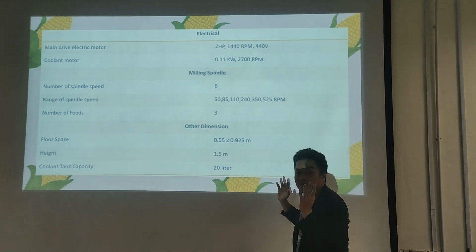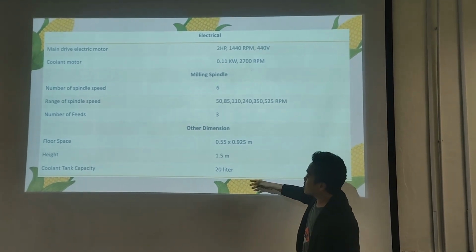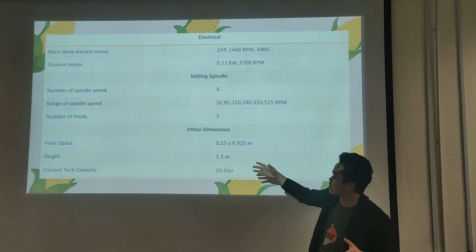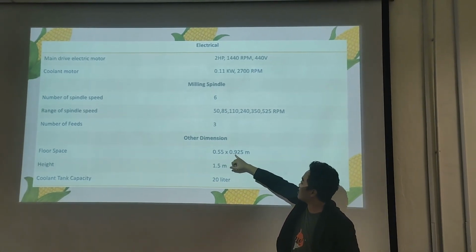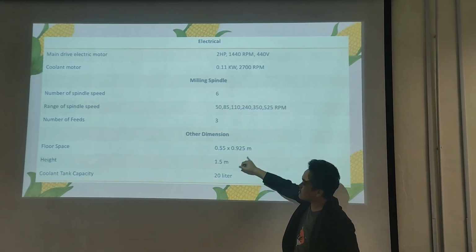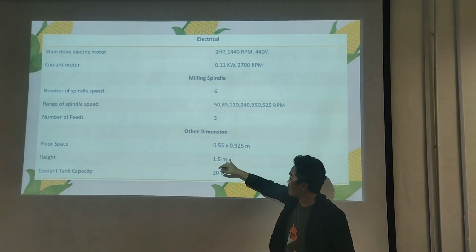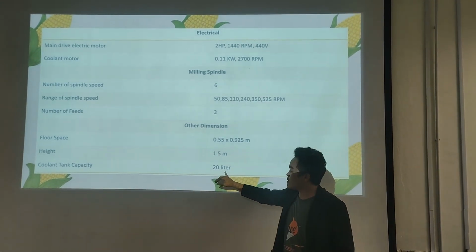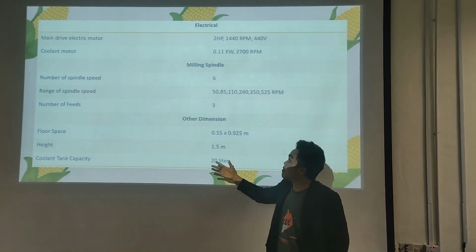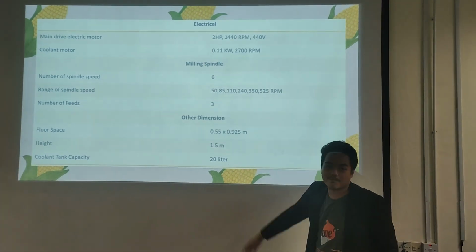Dimension means how much space this product consumes. So the floor space that this product requires is 0.55 times 0.925 meters, and it has a height of 1.5 meters and a coolant tank capacity of 20 liters. Okay, that's all from me for the specification. Thank you.